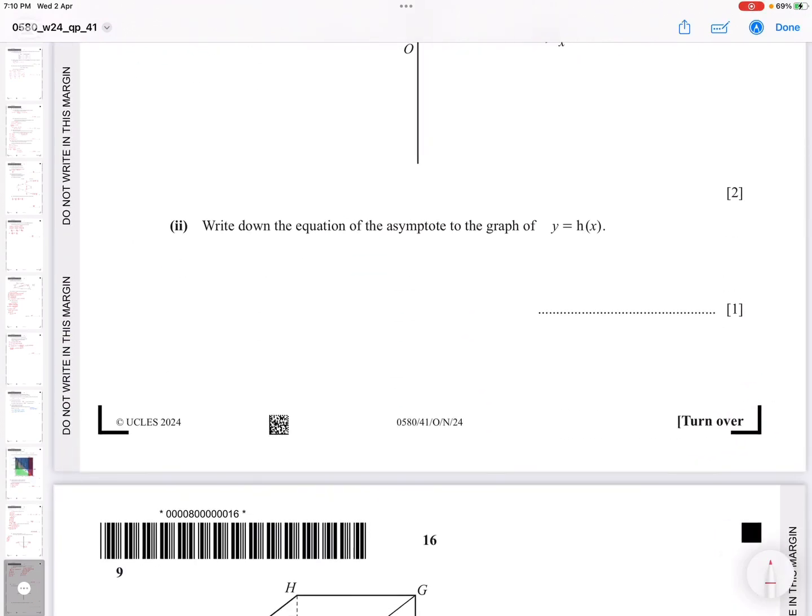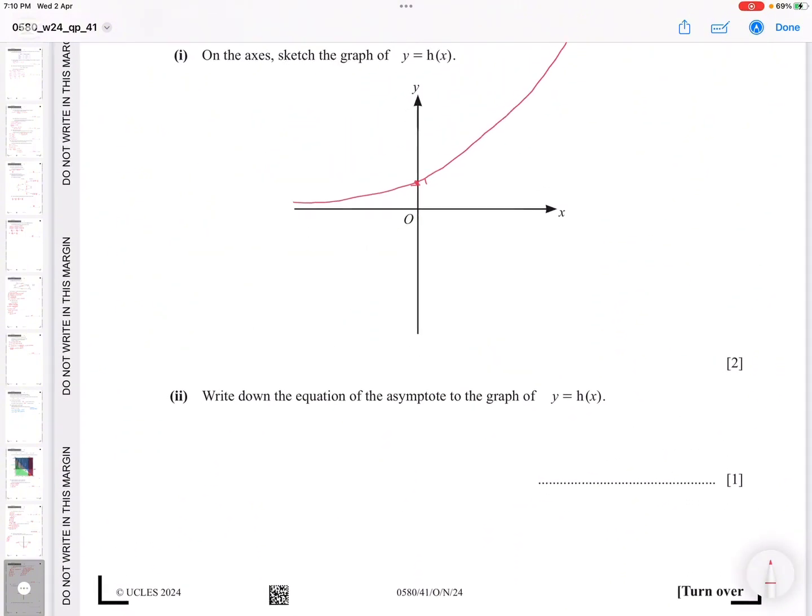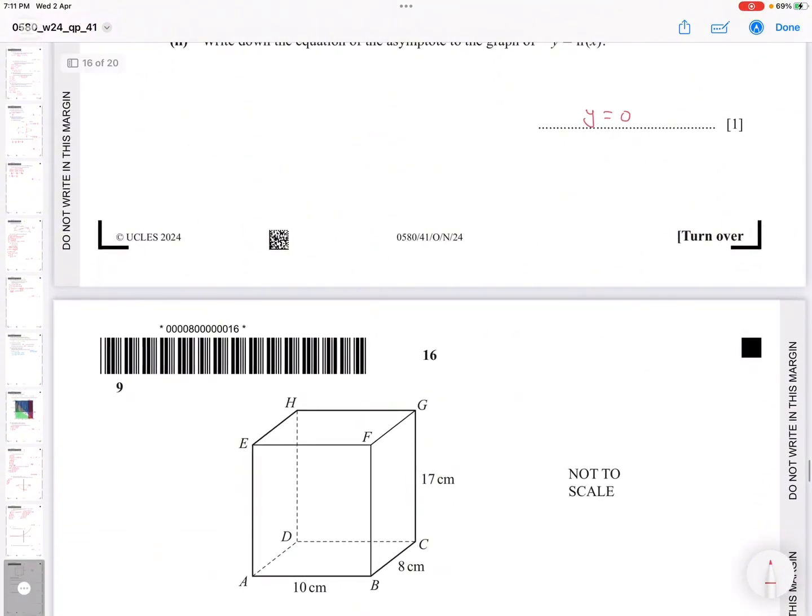Second part, write down the equation of the asymptote to the graph of y is equal to h of x, and that is y is equal to 0. Actually, the asymptote is this x-axis. This curve never touches this x-axis. So the x-axis would be its asymptote, and the equation of the x-axis is y is equal to 0. Because the examiner asks you to write down the equation of the asymptote. So finish with this question.